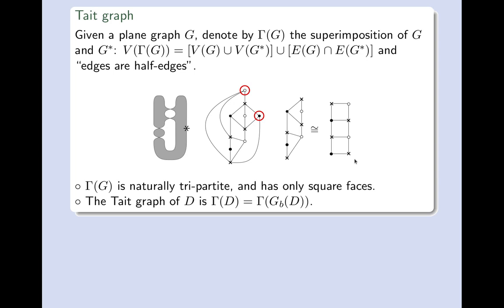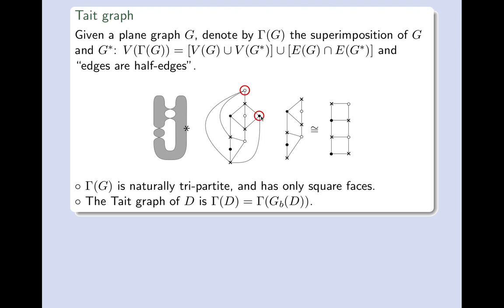So Tait graphs have a few interesting properties. First of all, as I said, they are tripartite. All the edges in a Tait graph connect a crossing and either a black or a white region. Moreover, the complement of a Tait graph is always formed by square faces, as you can see here. All the faces in the complement of this graph are squares topologically and are made as follows: on two opposite vertices of the square you have crossings, and on the two other opposite vertices you have one black and one white region. And this is true for all the squares.